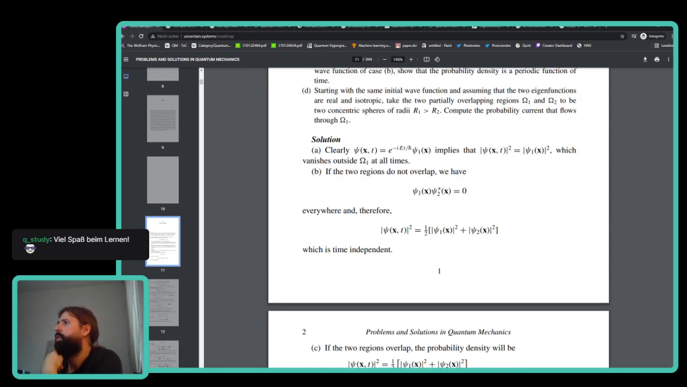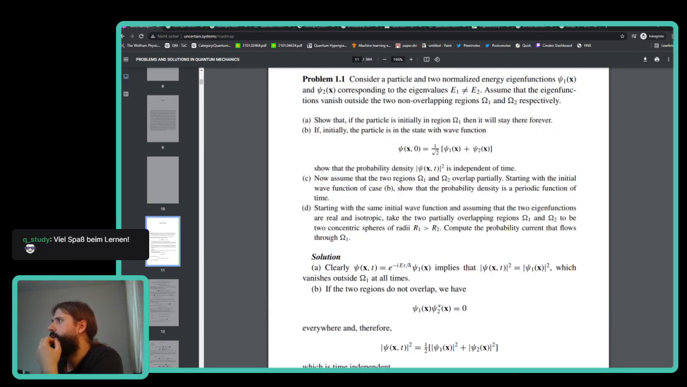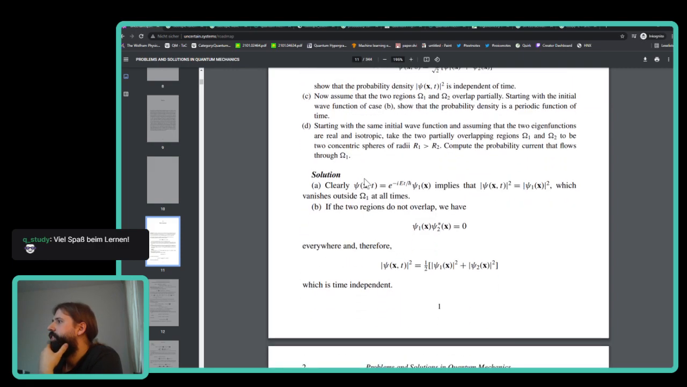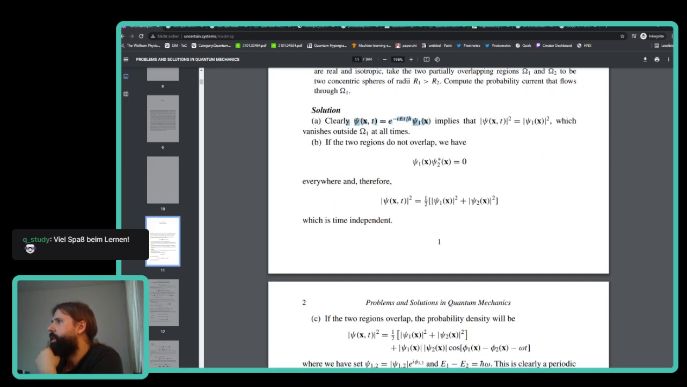Is it maybe somewhere in just the starting with the same initial wave function, assuming that two eigenfunctions are real and isotropic, take the two partially overlapping regions. Oh no, okay. That's kind of what I'm missing here. It's like, where is the sine coming from? This I don't know. Because you can assume something like these, right? No.